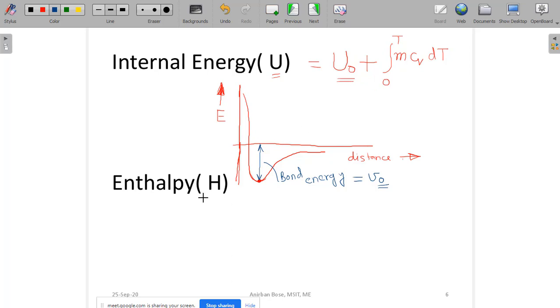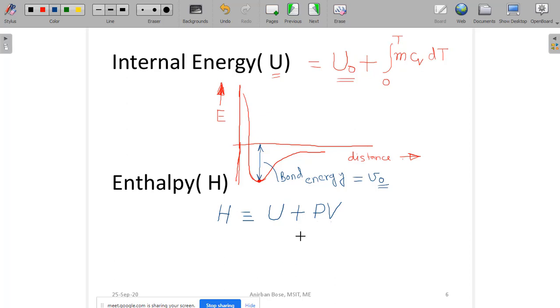Now regarding enthalpy, if you remember, enthalpy H is defined as internal energy plus pressure into volume, where V is the volume, P is the pressure, and U is the internal energy. This is the definition of enthalpy.